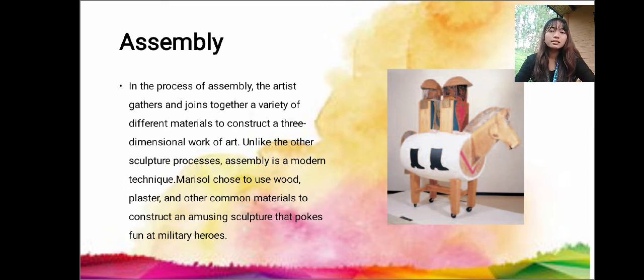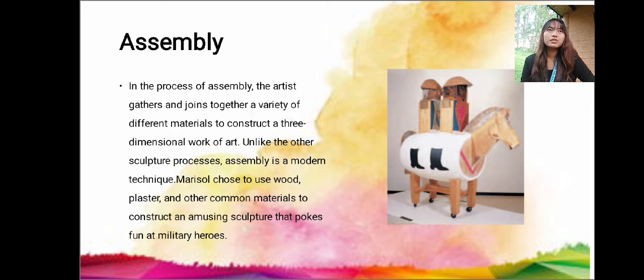So in this art, we usually create some variety of arts that go within its specific view, or what we see within the arts. In the process of assembly, the artists gather and join together a variety of different materials to construct a three-dimensional work of art. So in assembly, we create something that is a three-dimensional work of art. Unlike the other sculpture processes, assembly is a modern technique.